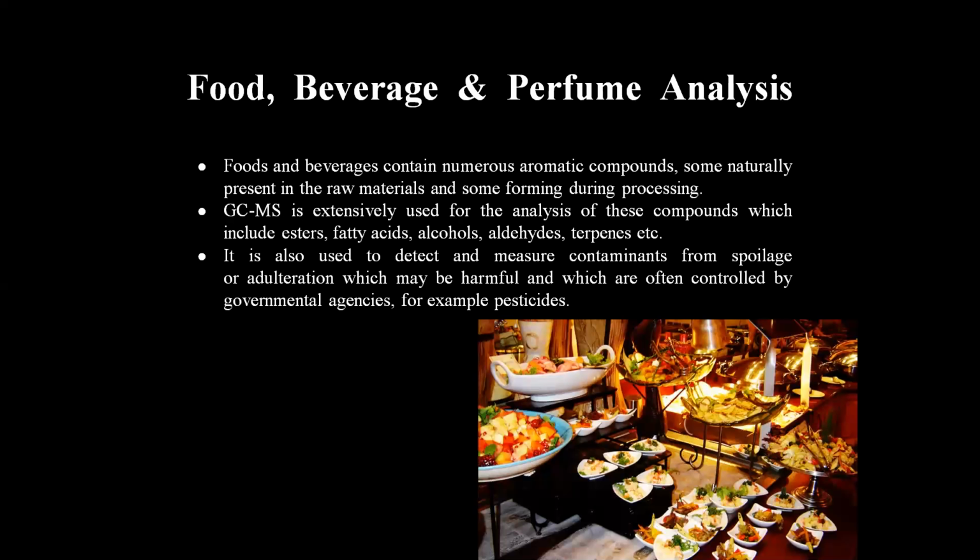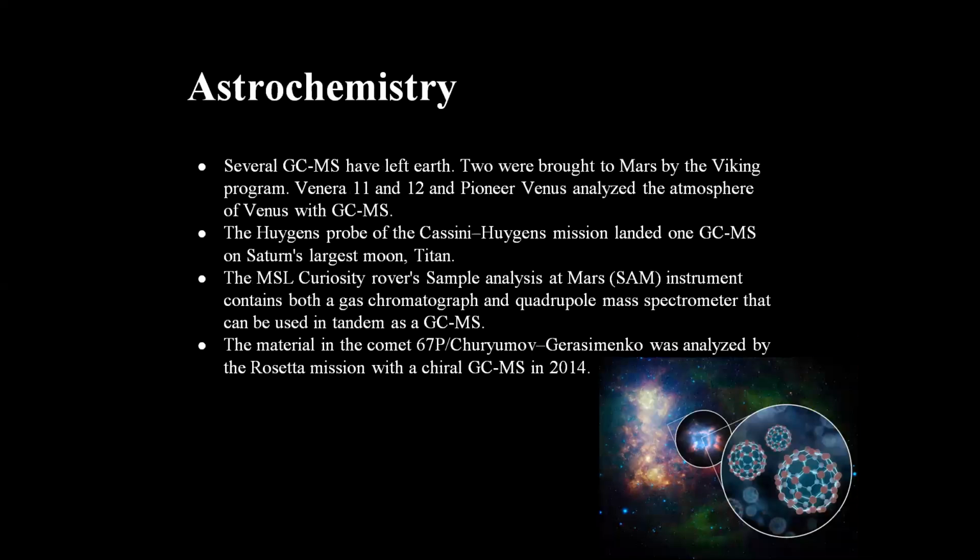Food, beverage, and perfume analysis. Foods and beverages contain numerous aromatic compounds, some naturally present in the raw material and some forming during processing. GCMS is extensively used for the analysis of these compounds, which include esters, fatty acids, alcohols, aldehydes, terpenes, etc. It is also used to detect major contaminants from spoilage or adulteration, which may be harmful and which are often controlled by governmental agencies, for example, pesticides.